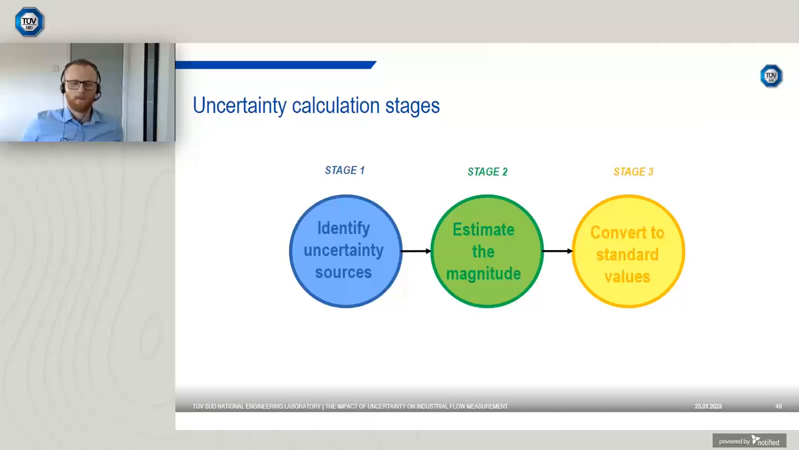Stage 3, you subsequently convert the uncertainty back to standard values. So this will depend on the coverage factor or the confidence level, and also the distribution itself, whether it's going to be a normal distribution or a rectangular. That's what we always deal with, mostly rectangular and normal distributions, predominantly normal.